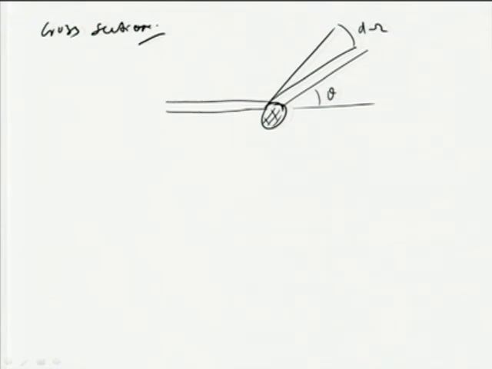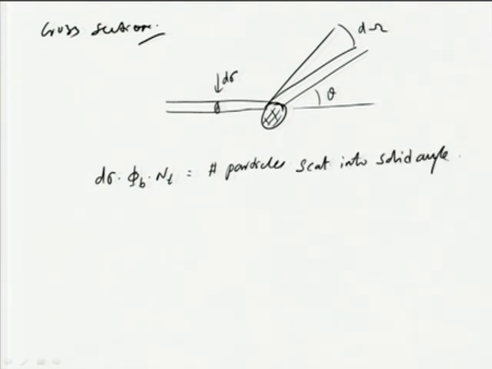with the beam direction, then the d sigma, which is the relevant portion of the cross section of the beam, times the flux of the beam, the number of particles crossing per unit time and per unit area of the beam cross section, times the number of target particles is going to be the number of particles scattered into solid angle d omega.